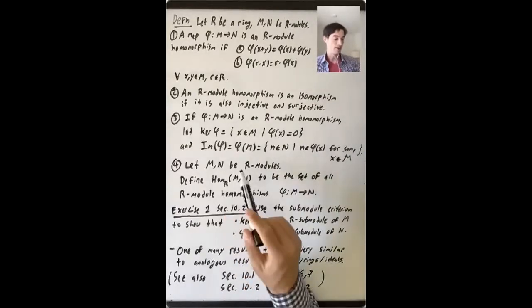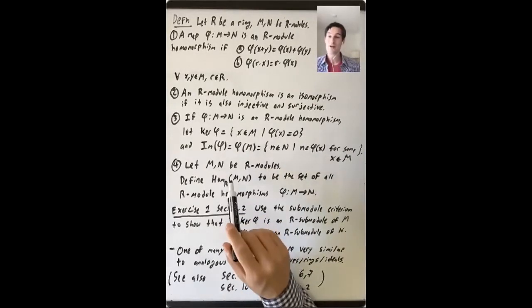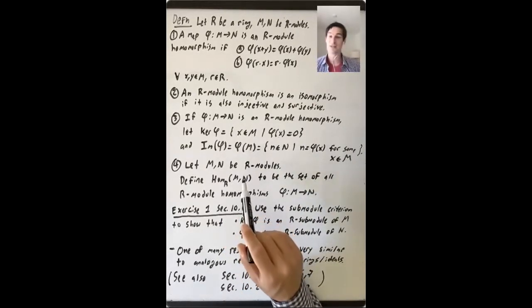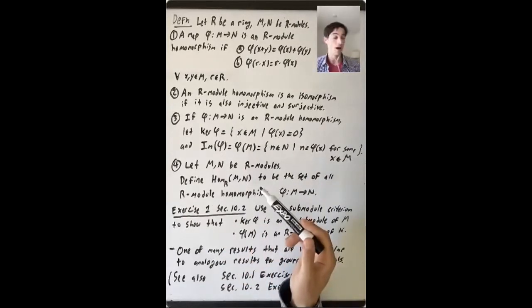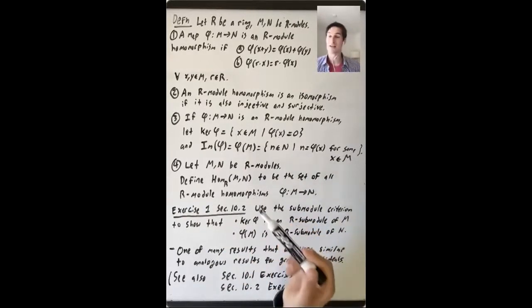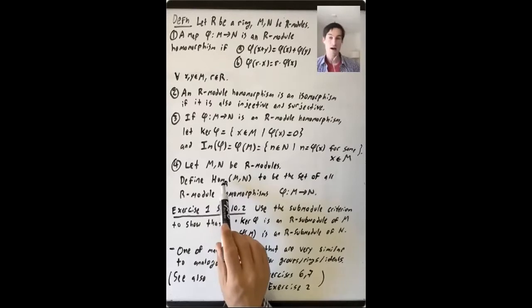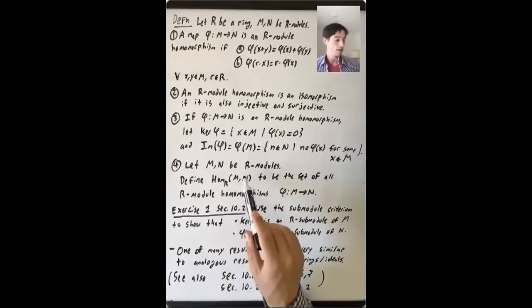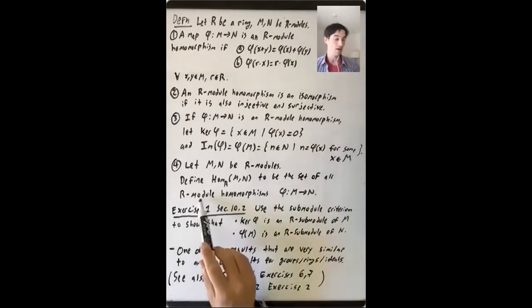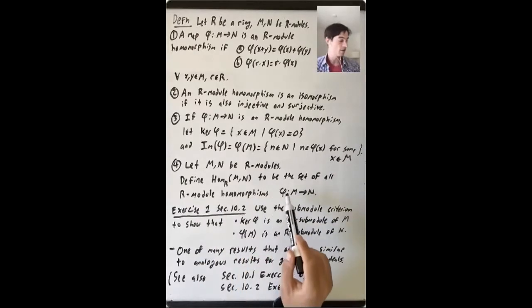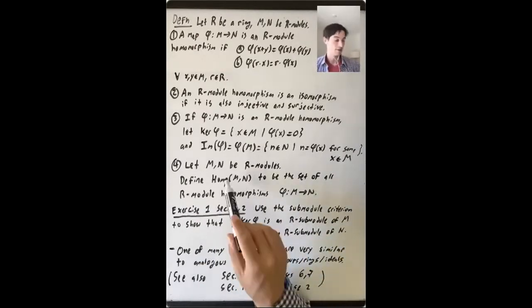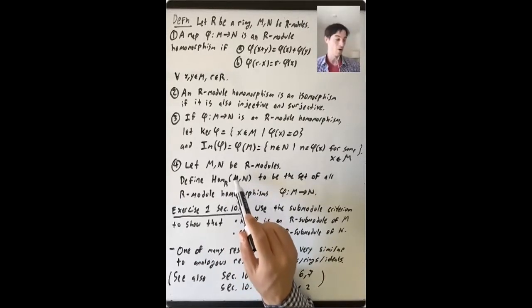Okay, now here's another definition. It's going to be helpful for us not to just think of these homomorphisms one at a time, but the set of all of them. So that's going to be a big focus in the next lecture. So let's say that M and N are R modules. We're going to define Hom sub R of M, N to be the set of all R-module homomorphisms phi from M to N. So the R here is indicating that we're thinking of R-module homomorphisms that go from M to N.